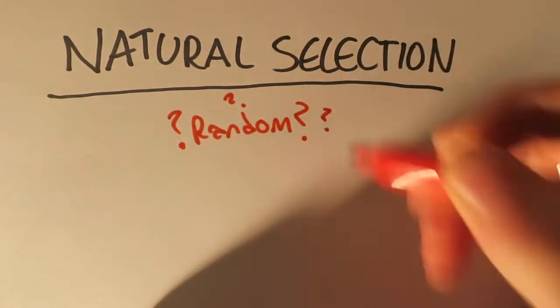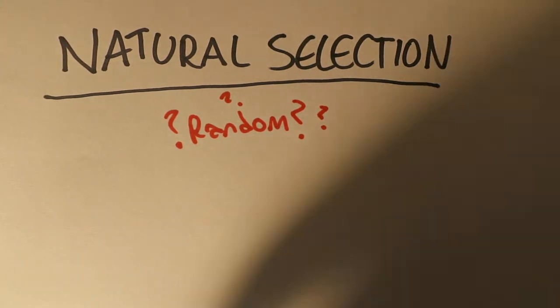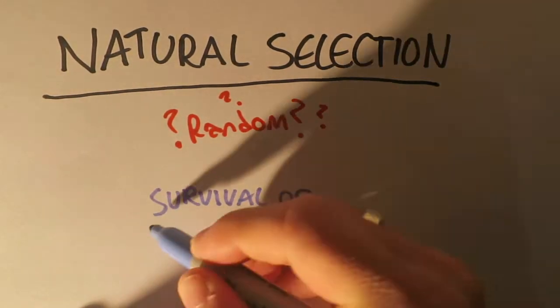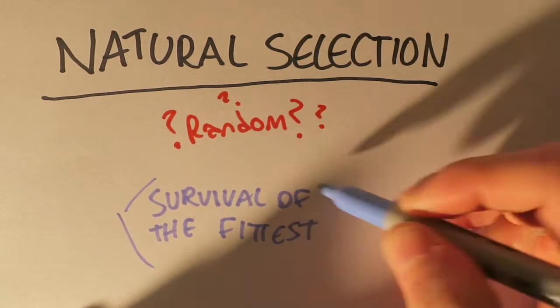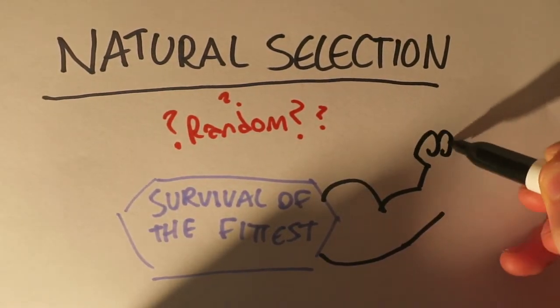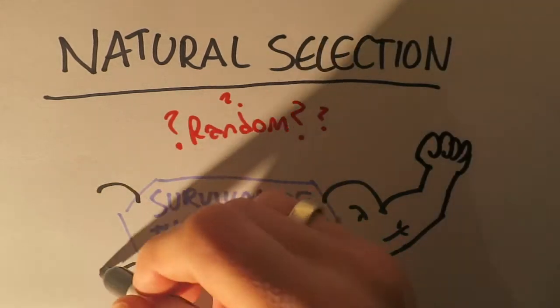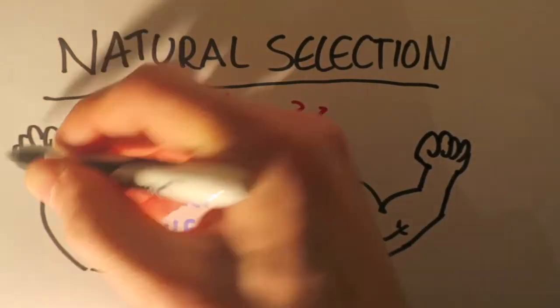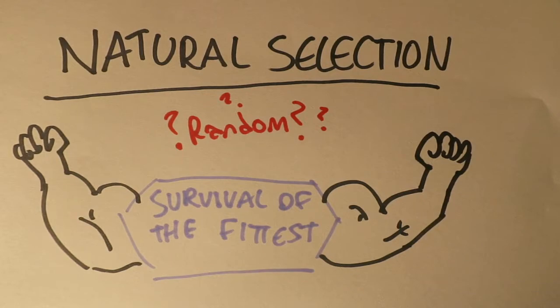Natural selection is associated with the phrase survival of the fittest, which essentially means that those individuals who possess traits that put them at an advantage over other individuals are more likely to survive, and therefore, over time, the population will shift until all individuals are inheriting the advantageous trait.